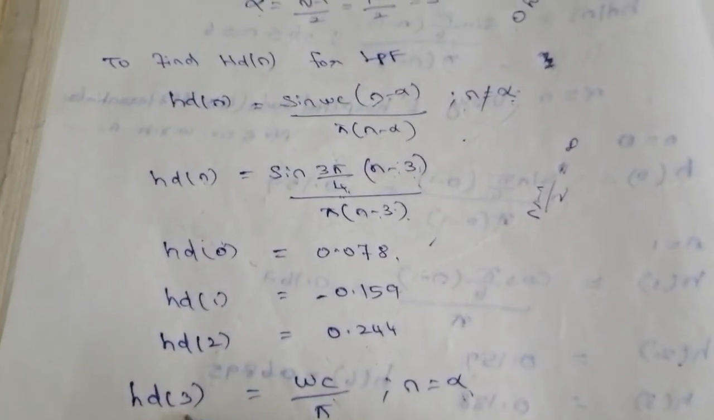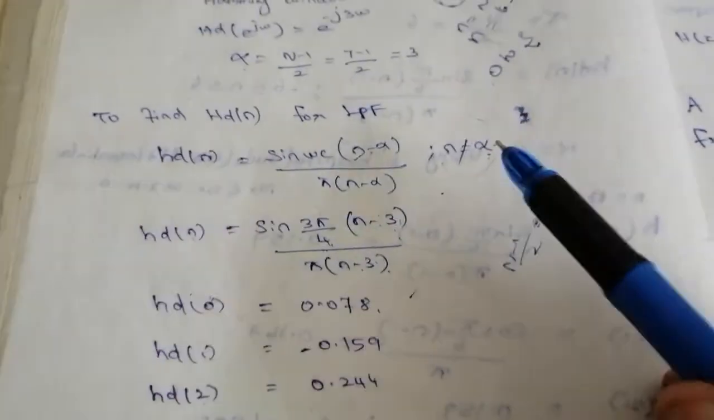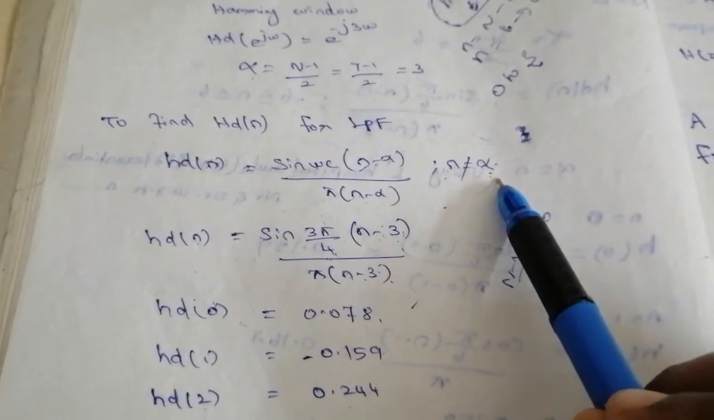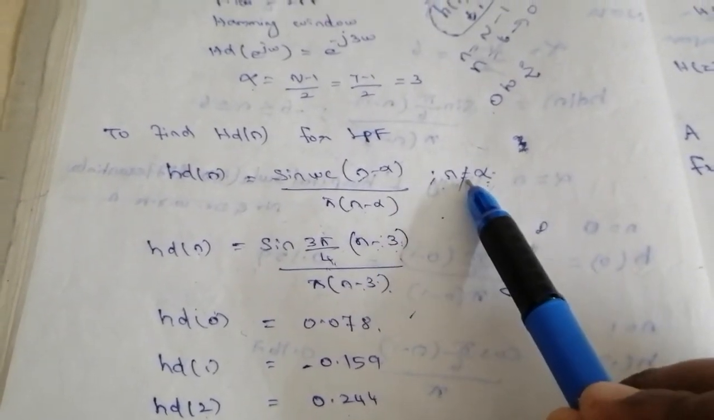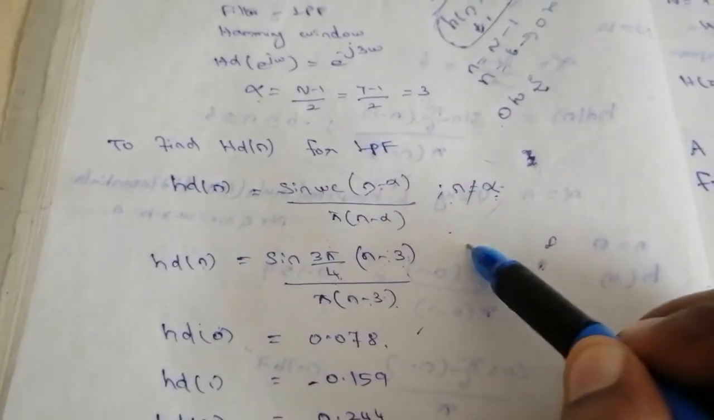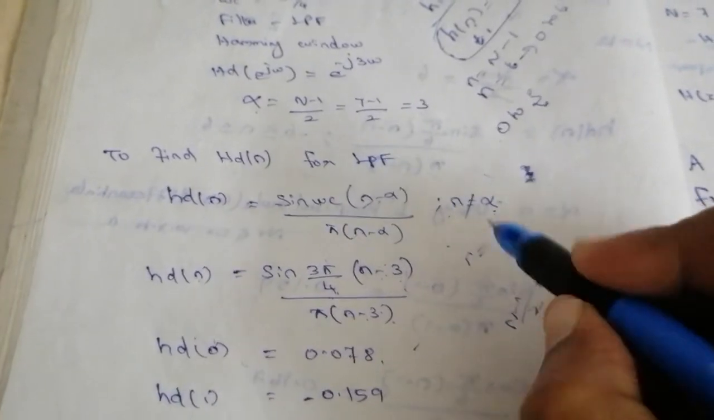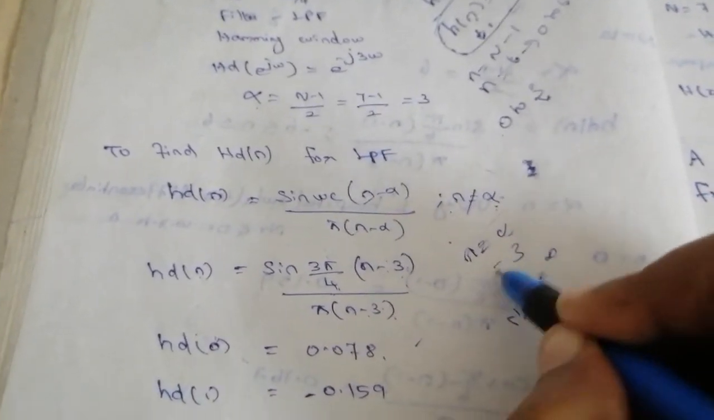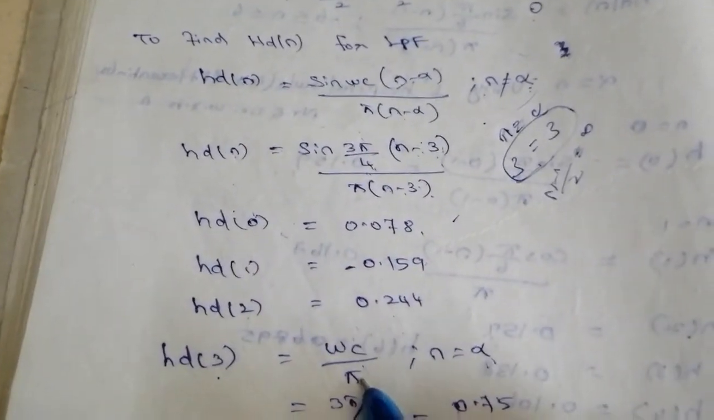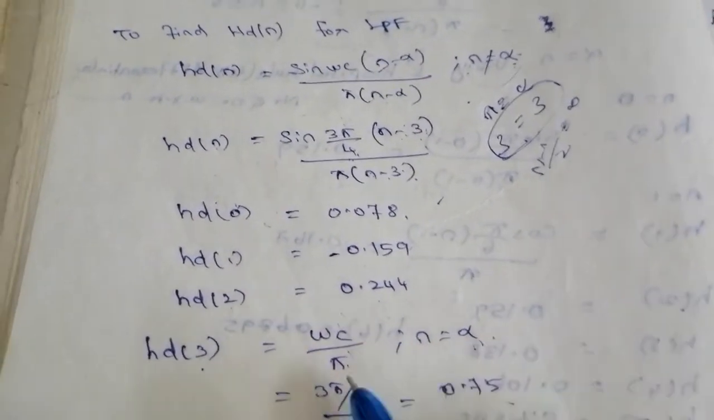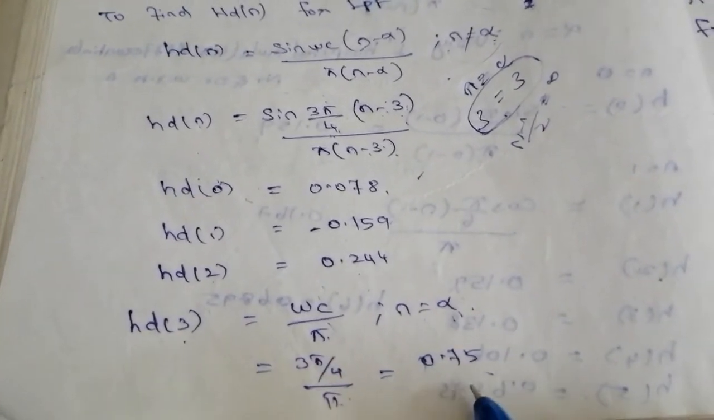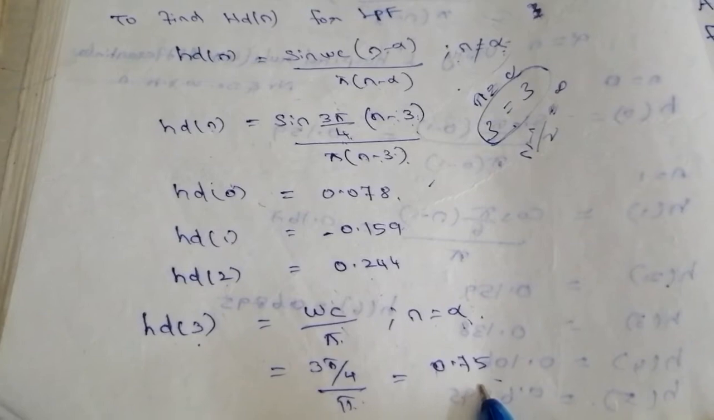If we substitute n equal to 3, n equal to 3 because the alpha value is also 3. If n is not equal to alpha, we can use this formula. If n equal to alpha, meaning alpha is also 3 and n equal to 3, in that condition we use the formula omega c by pi for n equal to alpha. So omega c is equal to 3π/4, divided by pi, which is equal to 0.75. Right?